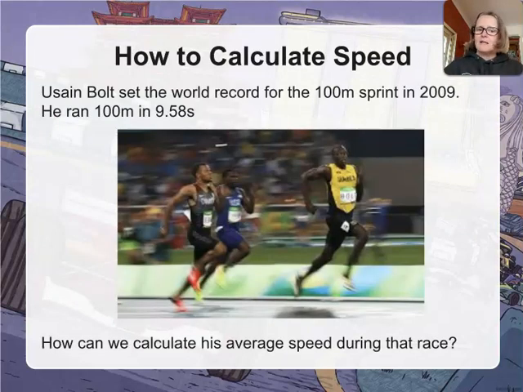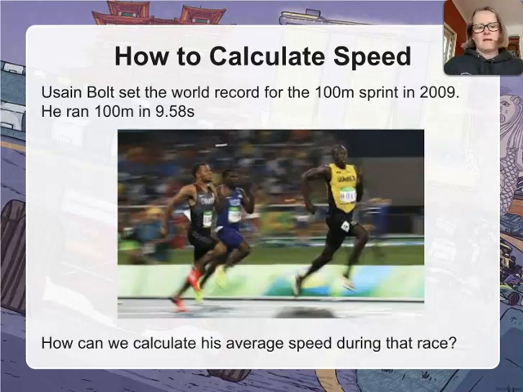So how do we calculate speed? If you look at this image here, you might remember the athlete Usain Bolt, and he set a world record for the 100 meter sprint in 2009, where he ran 100 meters in an incredible time of 9.58 seconds. So how can we calculate his average speed during that race?